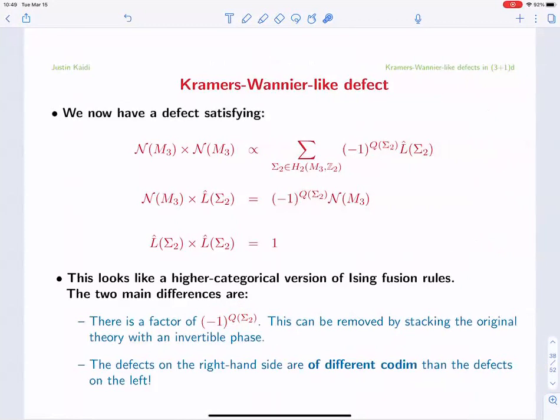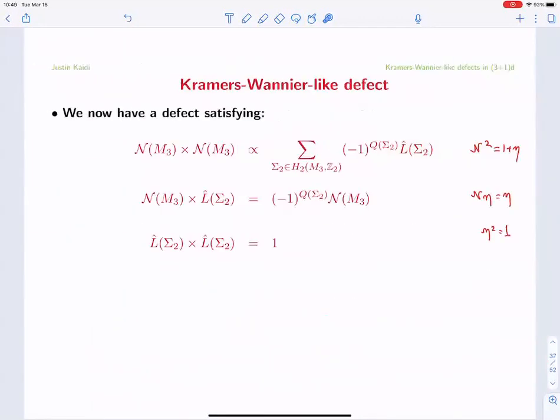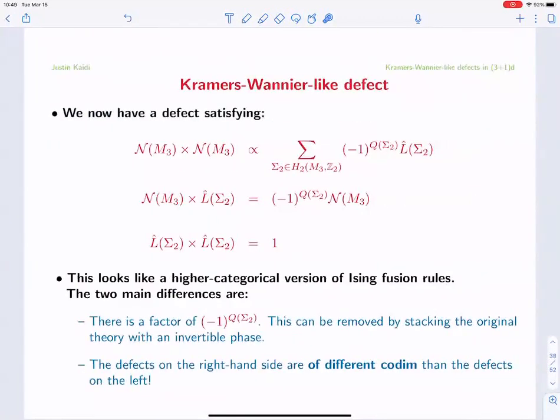It turns out that this is actually not really an important difference because I can basically absorb this (-1)^q in a redefinition of L hat. So this is really not an important difference. What's a much bigger conceptual difference is the following. Whereas in the usual Kramers-Wannier case that we had here, where N is a line and it squares to a sum over lines, everything here is a line. Here, in higher dimensions, we're taking two codimension 1 surfaces and fusing them, and we're getting a sum of codimension 2 surfaces.